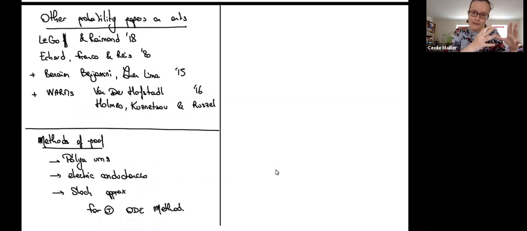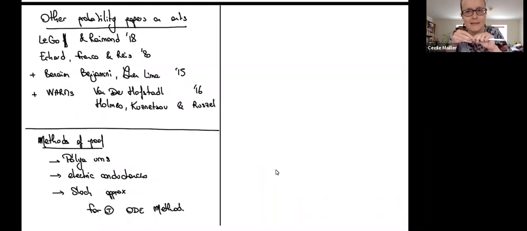Aside from these two papers, which are on urns, there are other papers about more general reinforcement that are related to our project. These are about interacting Pólya urns with graph-based interactions. There is a paper from 2015 by Benaim, Benyamini, Chen, and Lima, in which they look at this.